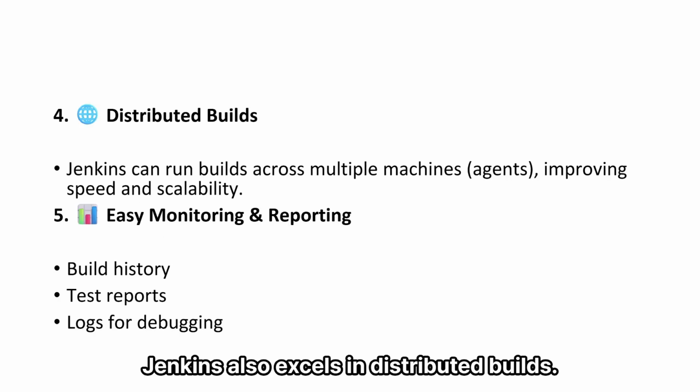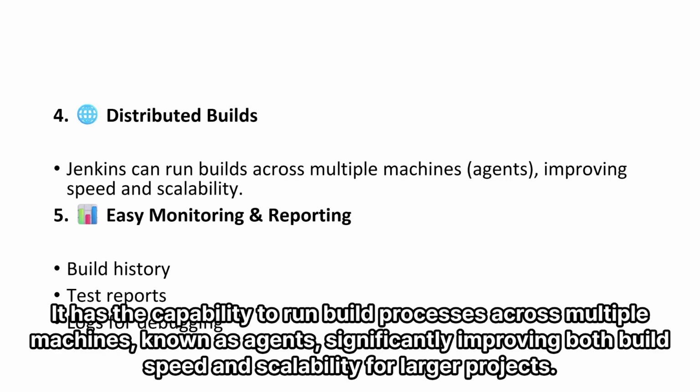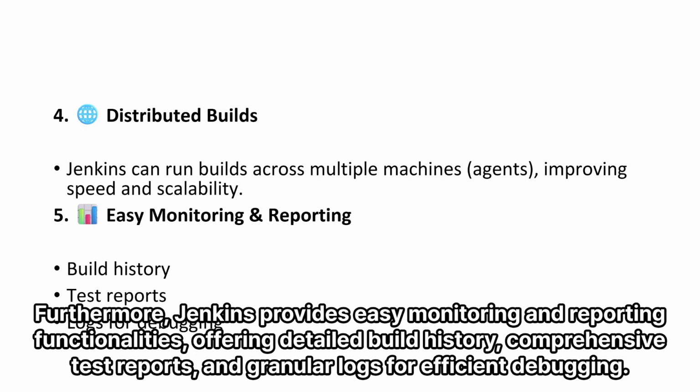Jenkins also excels in distributed builds. It has the capability to run build processes across multiple machines, known as agents, significantly improving both build speed and scalability for larger projects. Furthermore, Jenkins provides easy monitoring and reporting functionalities, offering detailed build history, comprehensive test reports, and granular logs for efficient debugging.